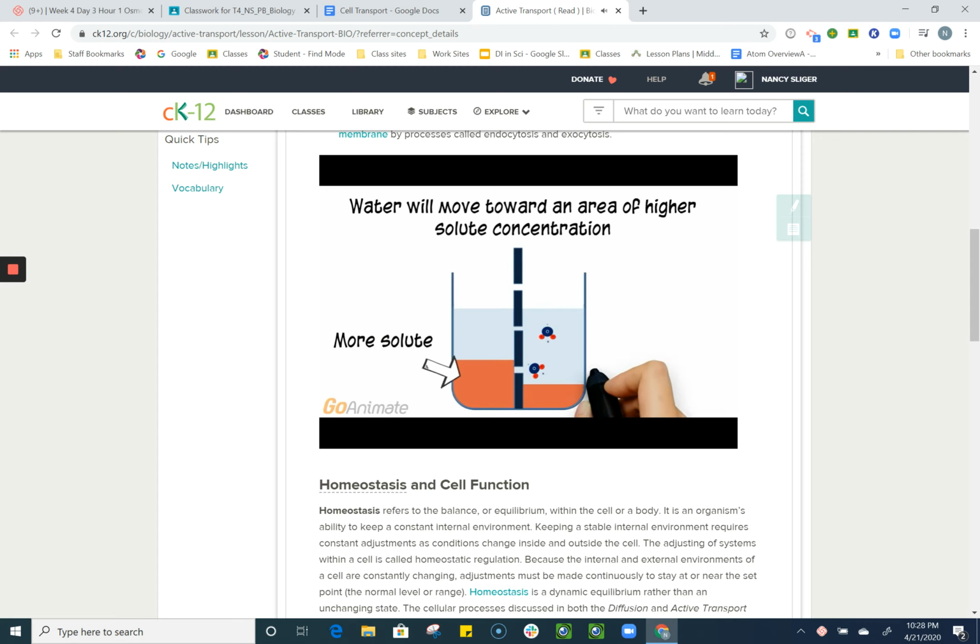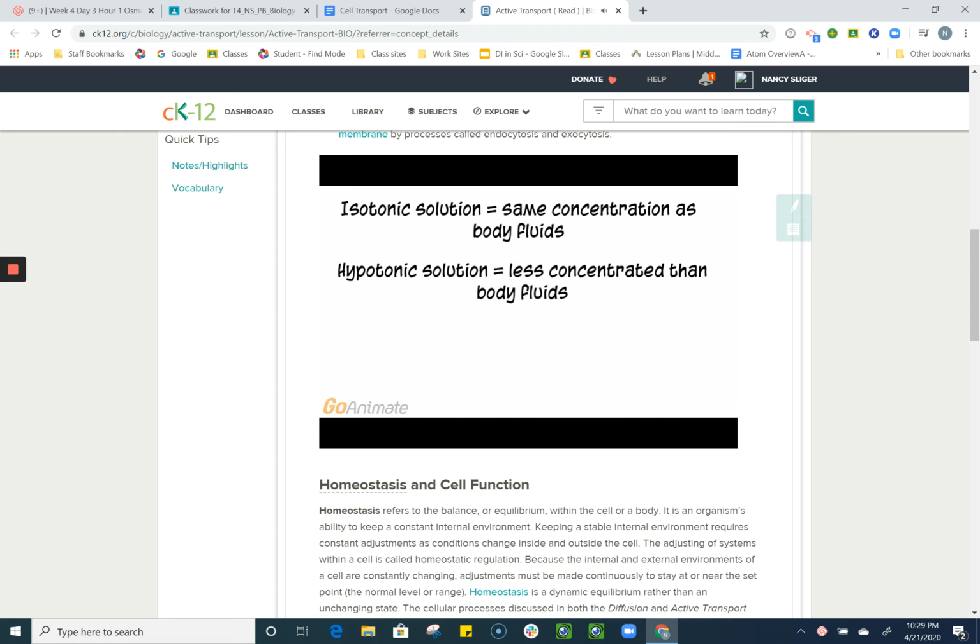If a beaker is separated into 2 compartments by a semi-permeable membrane, and each compartment has a different solute concentration, water will move toward the area of higher solute concentration. Tonicity or concentration can be described in terms of isotonic, hypotonic, and hypertonic solutions. Isotonic solutions have the same concentration as body fluids. Hypotonic solutions are less concentrated than body fluids. Hypertonic solutions are more concentrated than body fluids.